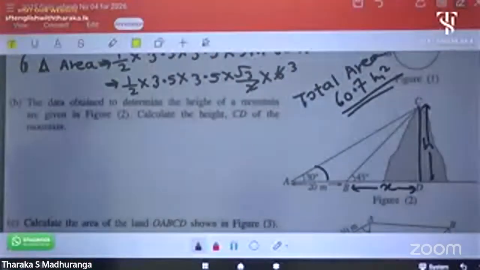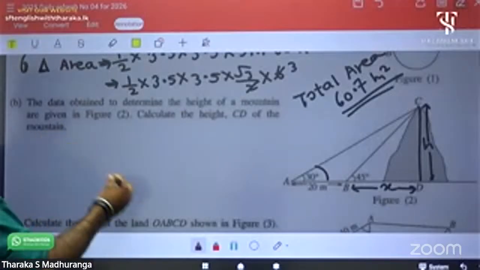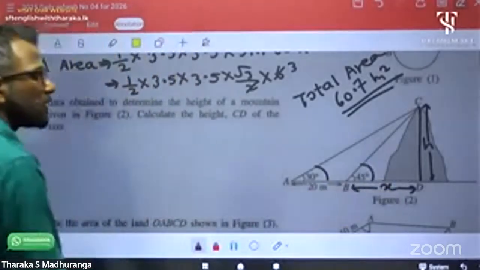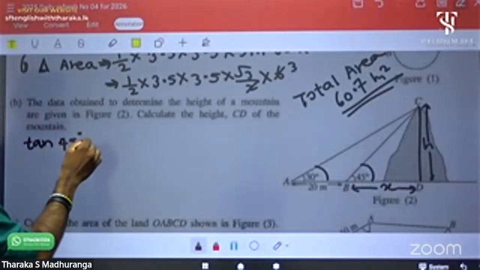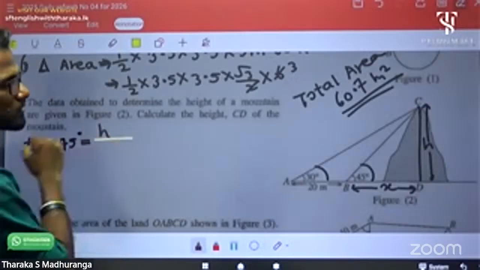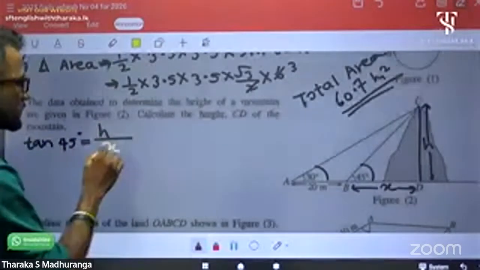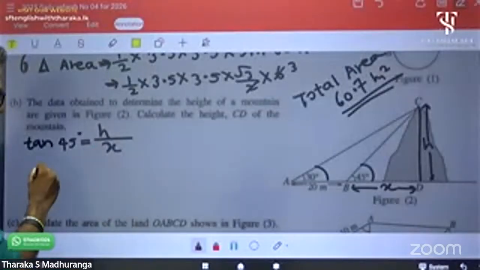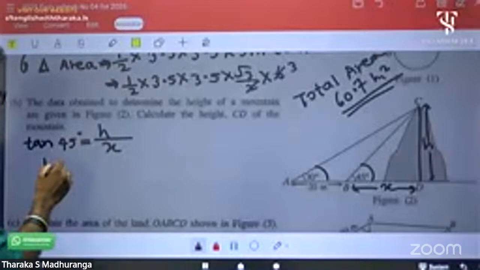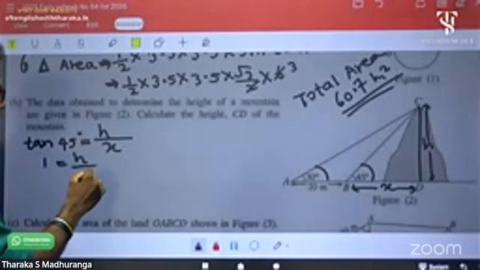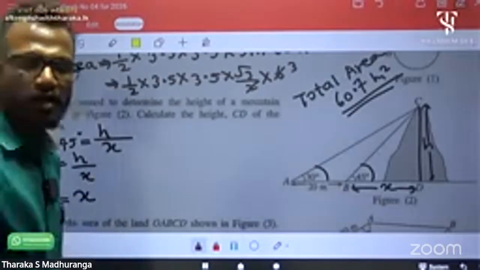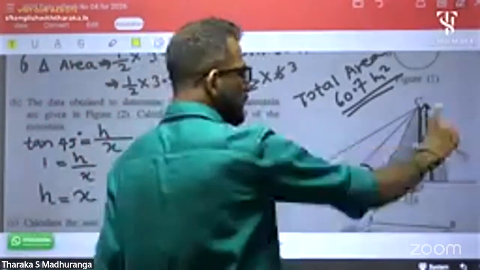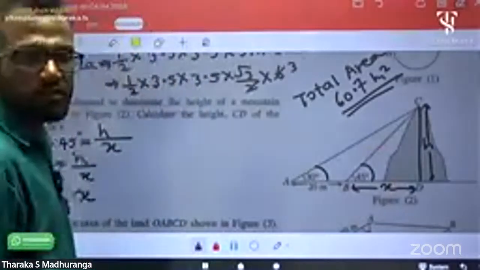Okay, now if I take this angle first, tan 45 equals H over X. Do you know what is the value for tan 45? It is 1. 1 equals H over X. Then I have a relationship: the height of the mountain equals the X distance, equal to the BD distance.